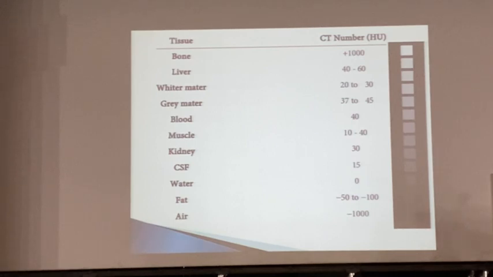Just to understand how sensitive the CT scan is for differentiation of different types of densities. You can differentiate different types of soft tissues and different types of fluids. Fat is dark, but the density is about minus 50 up to minus 100. Air is dark, about minus 1000 Hounsfield units. You can differentiate different types of soft tissues and fluid densities by computed tomography.